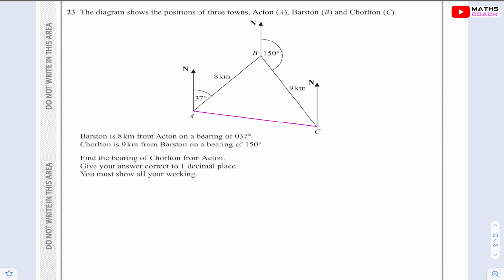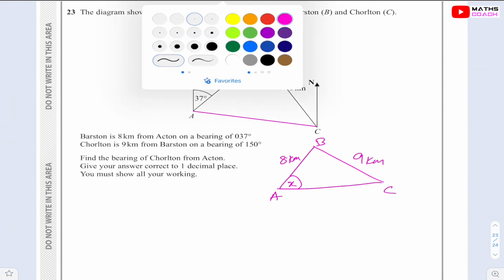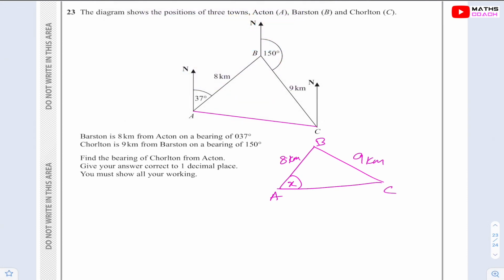In order to calculate this angle, we need to know what this angle right there is. And we will now take that diagram, that triangle, and draw it out separately here. So we can have A, C, and B right there. And we want to work out this angle x. We know that this is 8 kilometers. We know that this is 9 kilometers. Now, since this is a non-right-angled triangle, we can use our cosine rule or our sine rule to work this out.